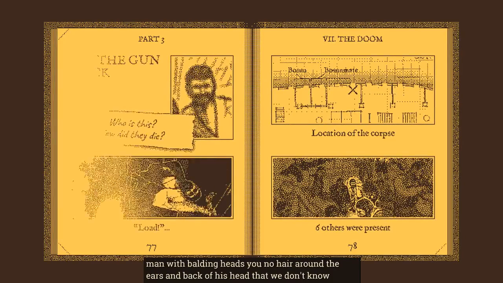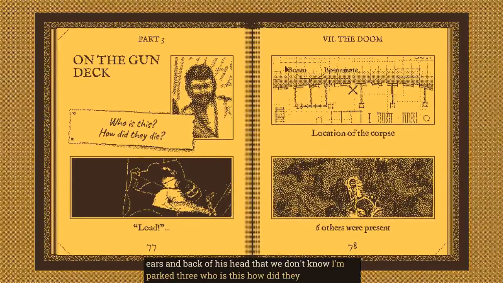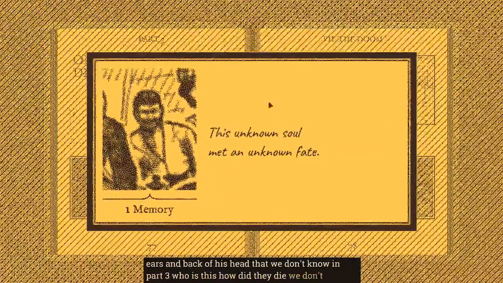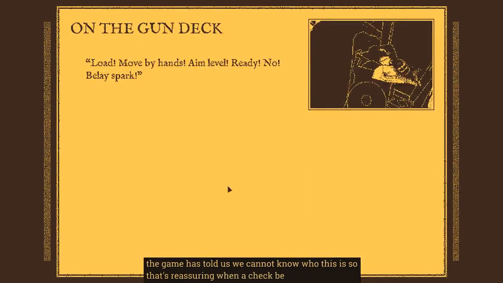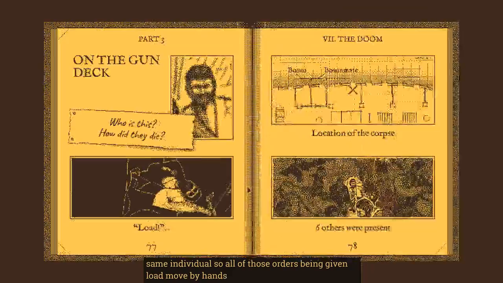Chapter 7, Part 3. Who is this? How did they die? We don't know who this is. Many of these crew members, we have no idea who they are. His picture is blurred out, and the game has told us we cannot know who this is, so that's reassuring. I'm going to check the transcript, and none of it was said by him. All of it was said by the same individual, so all of those orders being given, load, move by hands, etc., were all being given by the same person.